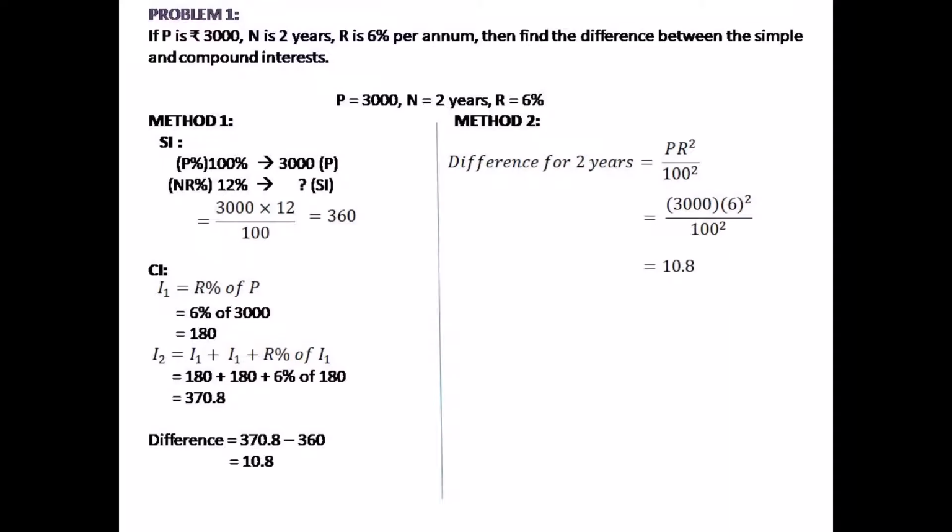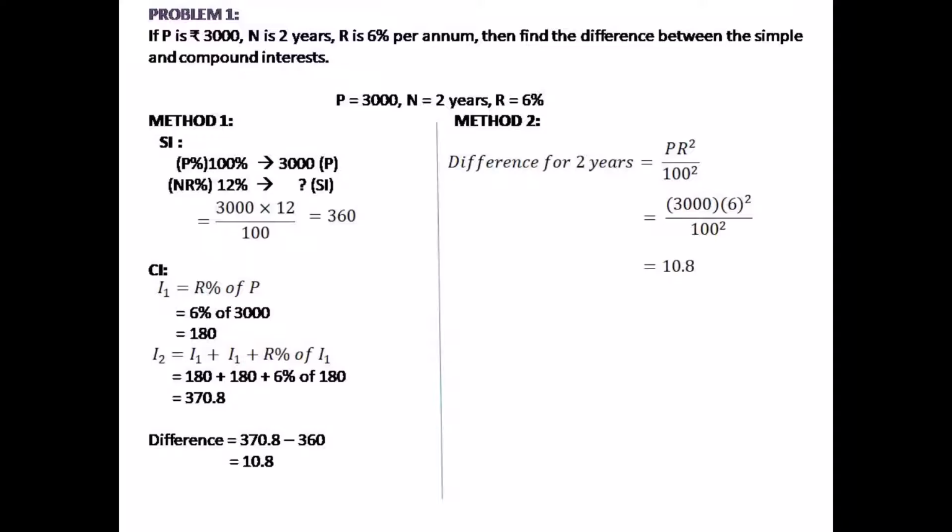If P is rupees 3000, N is 2 years, R is 6% per annum, then find the difference between the simple and compound interest. Given P equals 3000, N equals 2 years, R equals 6%. Now let's see the first method. To find the difference, first we should find the simple interest and compound interest separately.